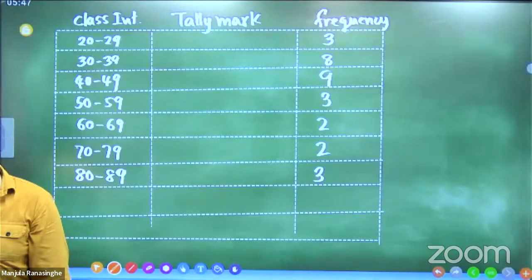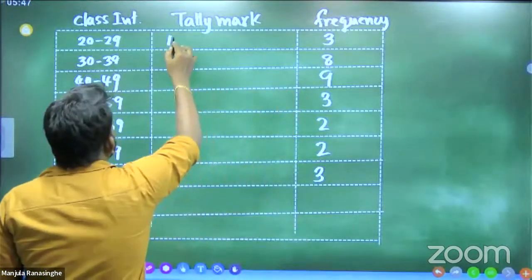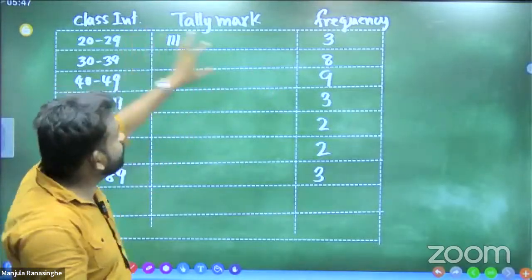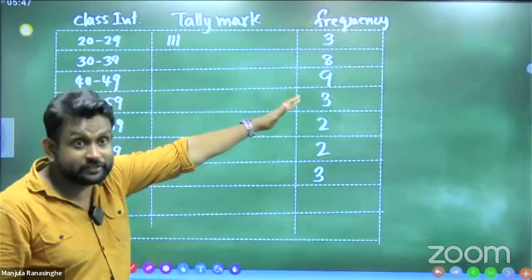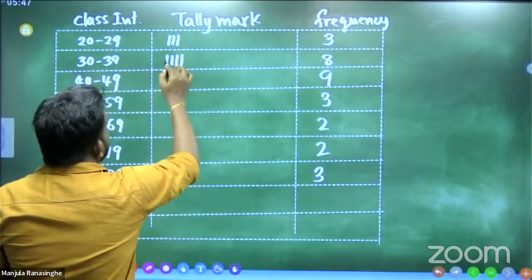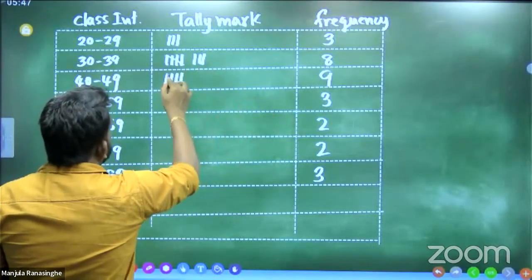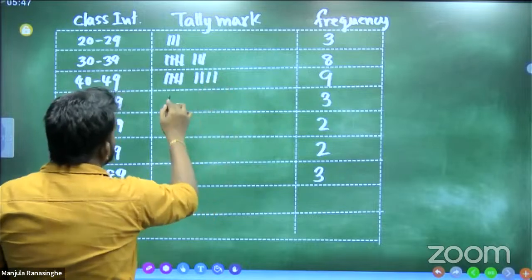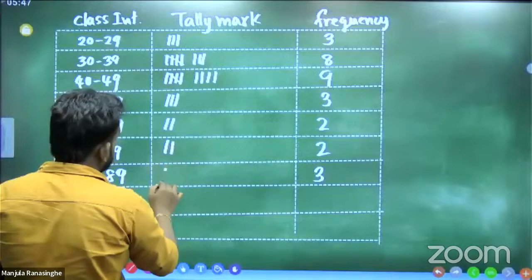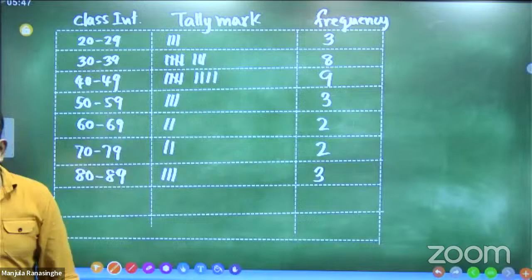Right, that is okay. Now the tally marks. We don't draw tally marks one by one; we count them. For your reference, for 8 I write a bundle of 5 and 3, and for 4 I write this way. Here 3 means this way, here 2 means this way, here 2 and here 3. Okay, now the table is completed.